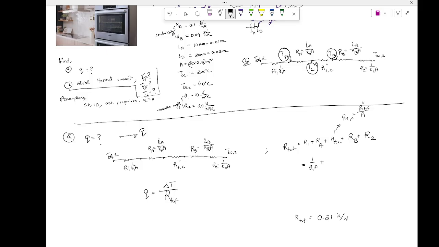Here's the beauty of this. Once you have the TA value, the TC value you can find the same way. Does it make sense? Now we are talking about the second resistance. You know the resistance, you know the Q, you don't know the temperature at the other end, so just use the same equation. Q equals, in this case, TA minus TC divided by RA, where RA is the resistance. Now you have TC. Now you want to find TB. Can you do it the same way?